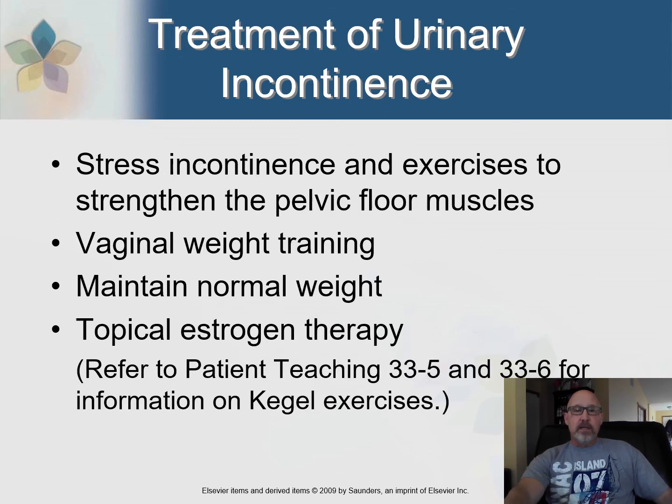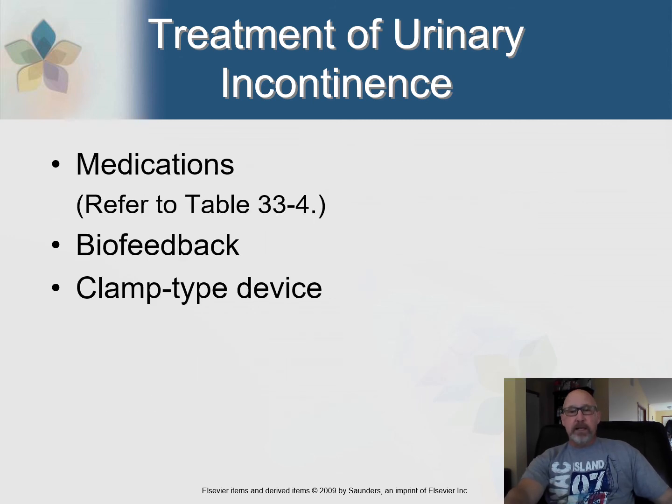And then there are things you can do, exercises to strengthen the pelvic floor. There's also vaginal weight training exercises to help with the pelvic floor. And of course, if obesity is an issue, trying to get to a normal weight also helps. That additional weight puts pressure on the bladder internally from the abdomen, and that can cause incontinence. So reducing that weight removes that stress or that pressure. Okay, if there's atrophy due to menopause, then estrogen therapy can help. That's where we get into medications and biofeedback.